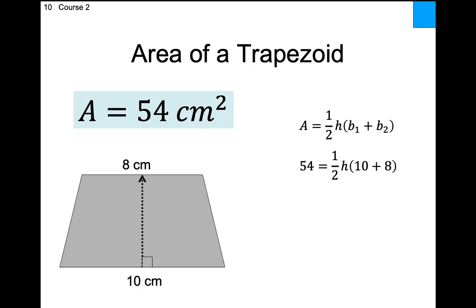10 plus 8. What's half of 18? 9. 9 times h equals 54. Now what? Divide both sides by 9. What's 54 divided by 9? You tell me, easy or hard? Medium. Even if the numbers are challenging, you have a calculator, you can still do this. Sayonara.